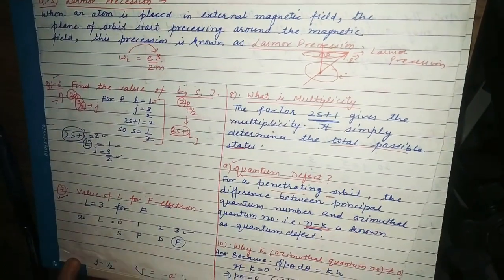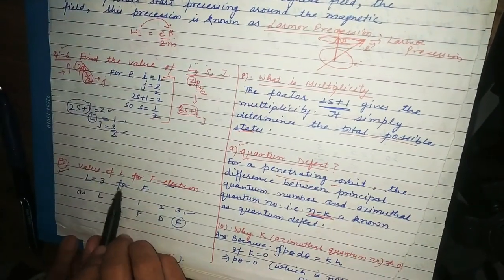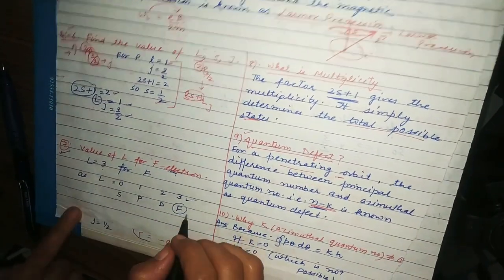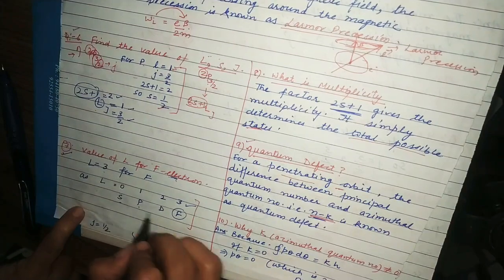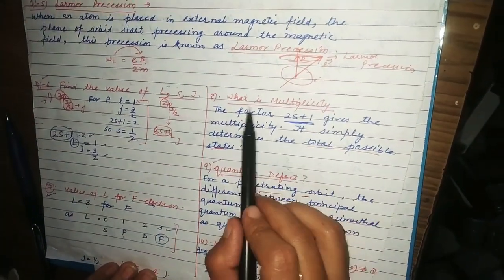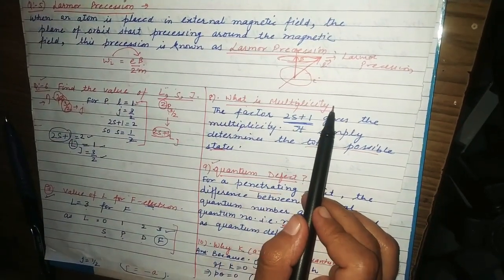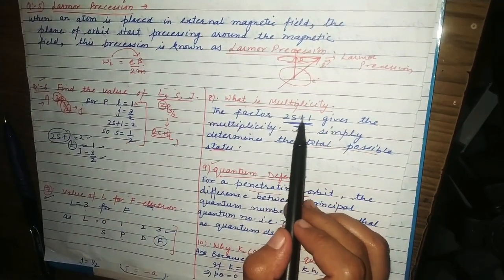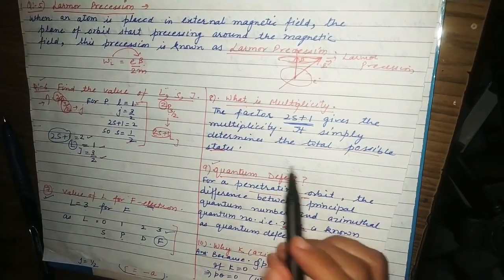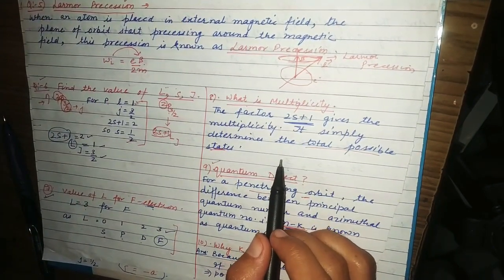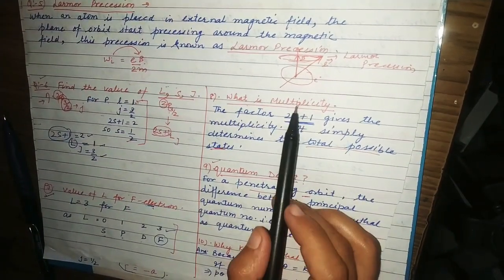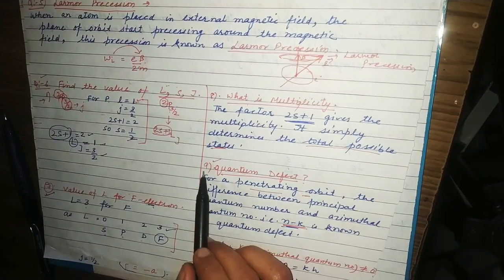Now the seventh question was very simple, and it was, find the value of L for an F electron, and L is equal to 3 for an F electron. I have written down all the numbers and the orbits. Now let us move to the eighth question. It was, what is multiplicity? Simply a factor 2S plus 1, or spin, determines the multiplicity. It simply explains the total possible states for an electron on the basis of spin orbit interaction or total J values. This is multiplicity.